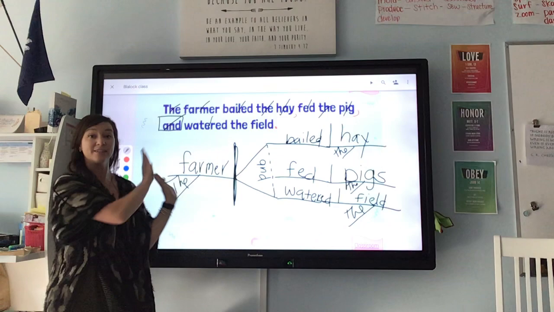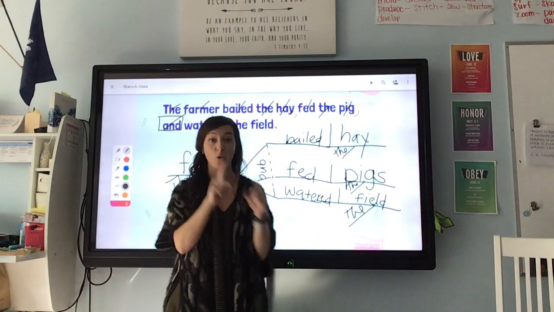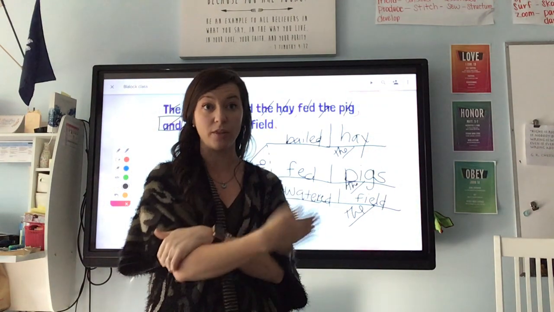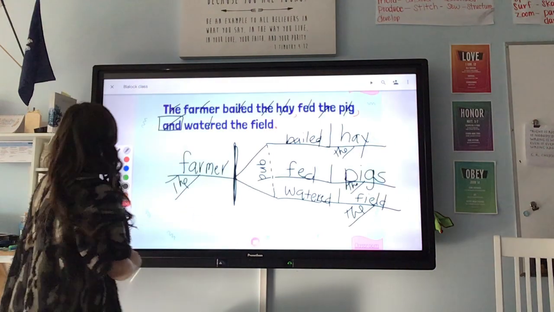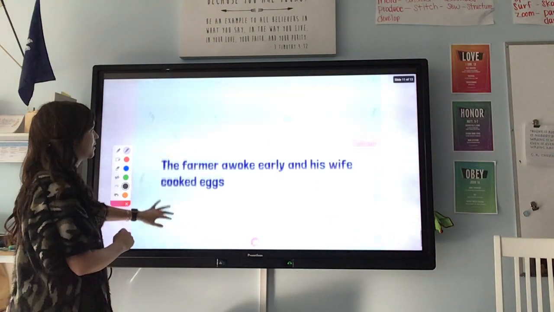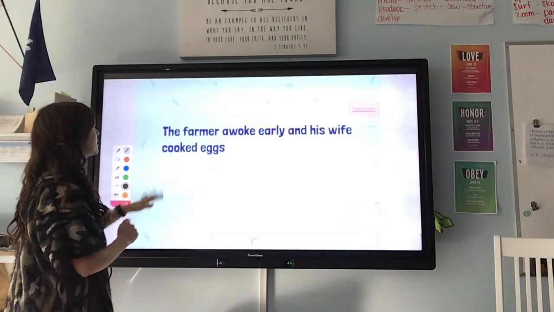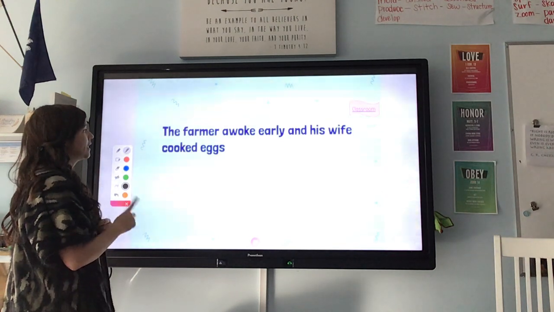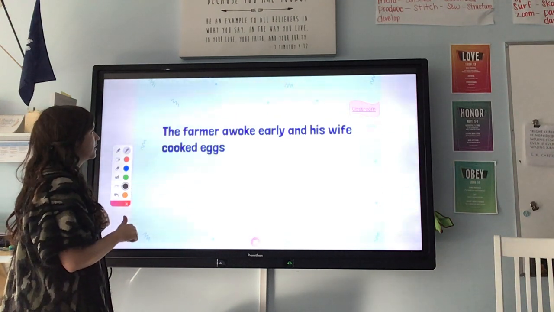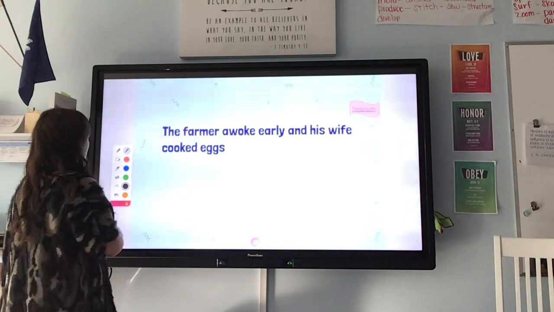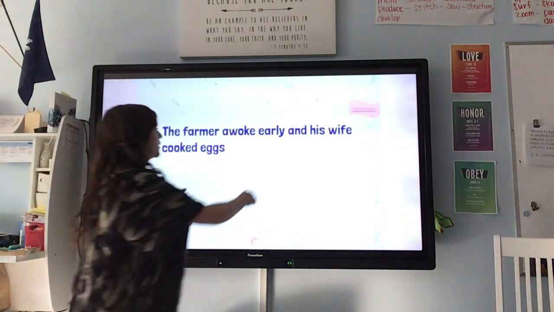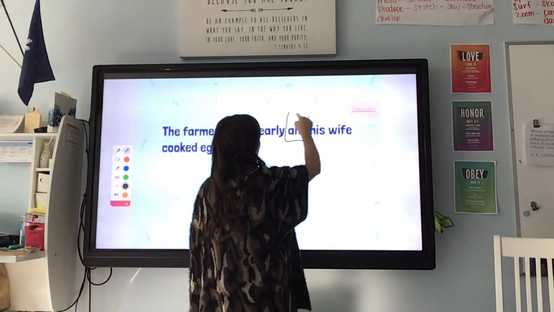So this is a simple subject, compound predicate. One thing doing more than one thing. And then the last sentence we're going to look at, I'm going to diagram as quickly as possible so I can go get students. The farmer awoke early and his wife cooked eggs. All right, no prepositional phrases. But I do see a coordinating conjunction, so I'm going to box it.